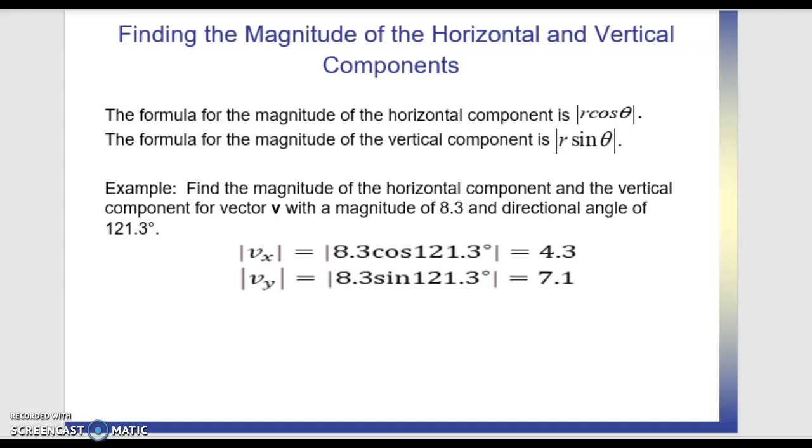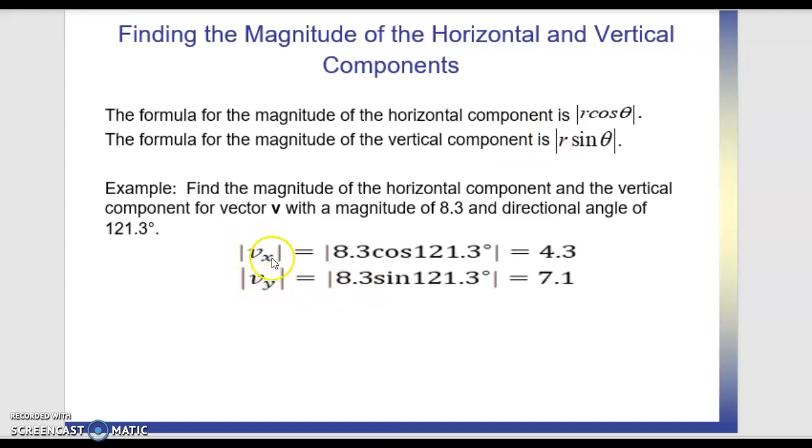Finding the magnitude of the horizontal and vertical components. So looking at an example of this. First, the formula for the magnitude of the horizontal component is the absolute value of r times the cosine of theta. And the formula for the magnitude of the vertical component is r times sine theta. And again, you take the absolute value of that product.